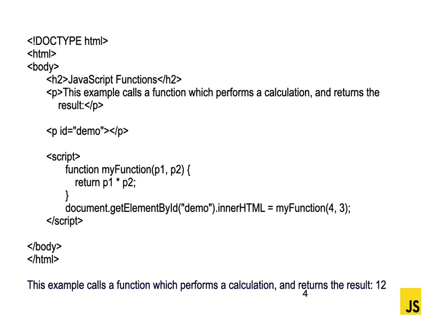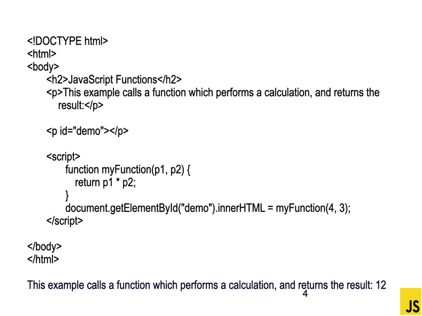After invoking myFunction, 4 and 3 will be multiplied together and the value is returned back to the calling statement. So here the calling statement is document.getElementById("demo").innerHTML = myFunction(4, 3). The assignment will be performed with the returned value of myFunction, that is 12. 4 times 3 is 12. This is how the invocation and returning of a particular value is performed in a JavaScript function. So this example calls a function which performs a calculation and returns the result 12.